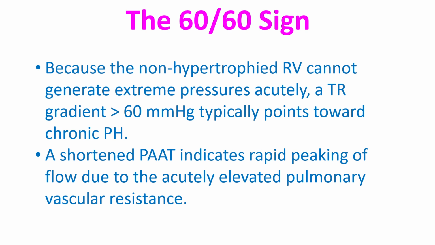Because the non-hypertrophied right ventricle cannot generate extreme pressures acutely, a TR gradient more than 60 millimeters of mercury typically points towards chronic pulmonary hypertension. A shortened pulmonary arterial acceleration time indicates rapid peaking of flow due to acutely elevated pulmonary vascular resistance.